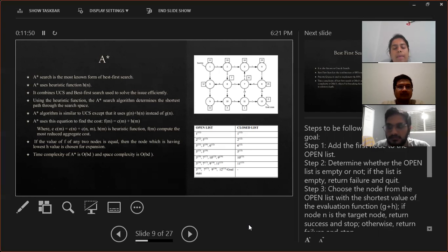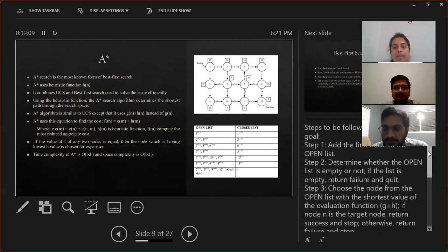And h(n) is the heuristic function, where f(n) computes the most reduced aggregate cost. And here are the time complexity and the space complexity for this search algorithm. Here are the few steps to calculate the path using the search algorithm.